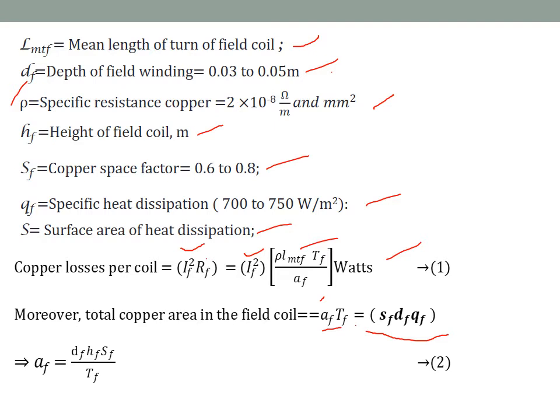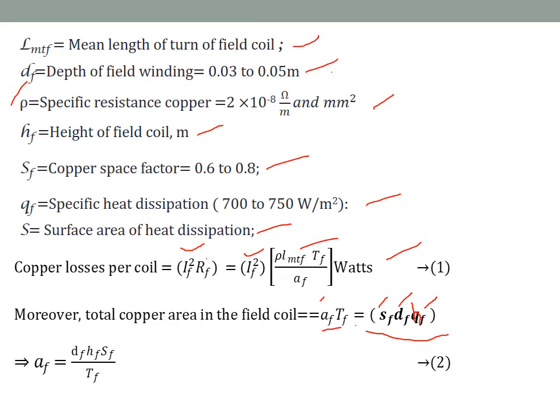So this is not QF. This should be HF. This should be HF. This should be HF. Okay. SF, dF, HF. So this is the depth and height. This also gives total copper area, actual copper area, but it contains insulation. That's why you have to multiply with SF.